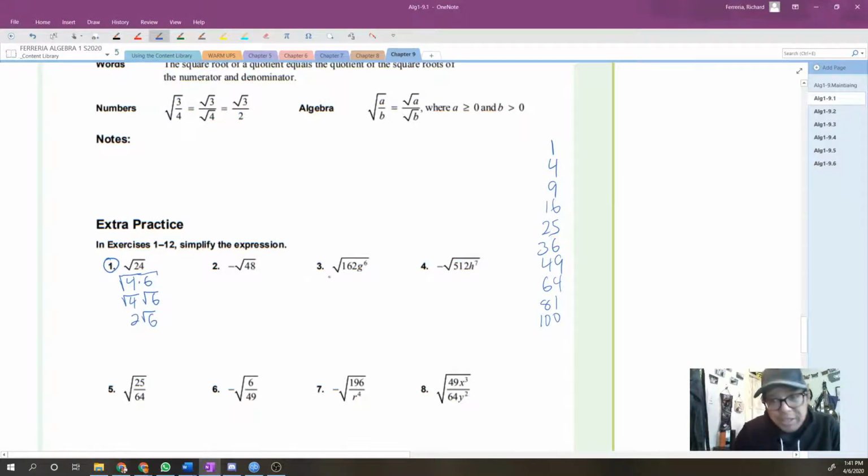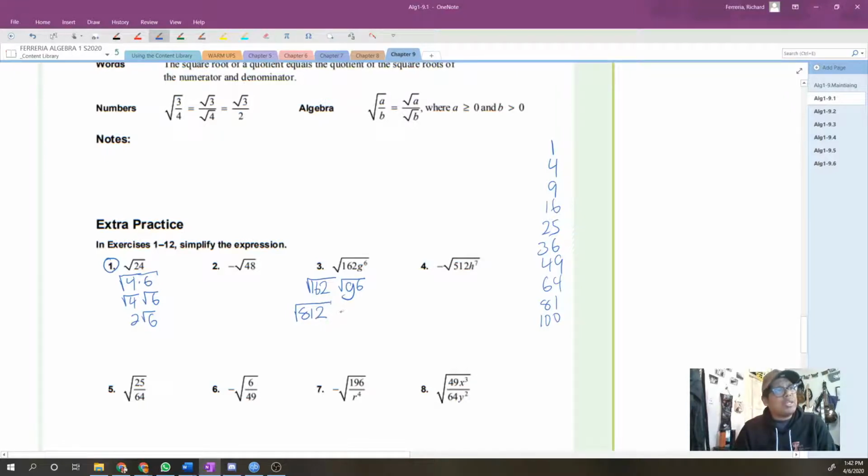Let's try number 3. We've got the square root of 162 g to the 6th power. Well, we can split this up into the radical 162 and then the radical g to the 6th. How about 162? Is there a number from this list that goes into 162? How about 100? No. 81? Yeah, 81. 2 times 81 is 162. So I'll put that perfect square first.